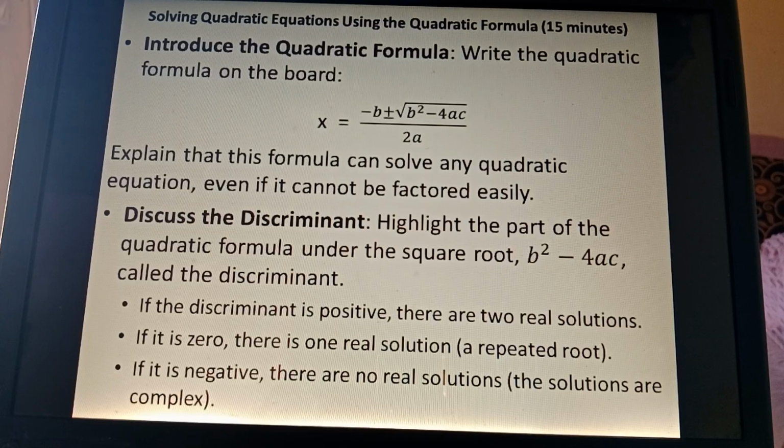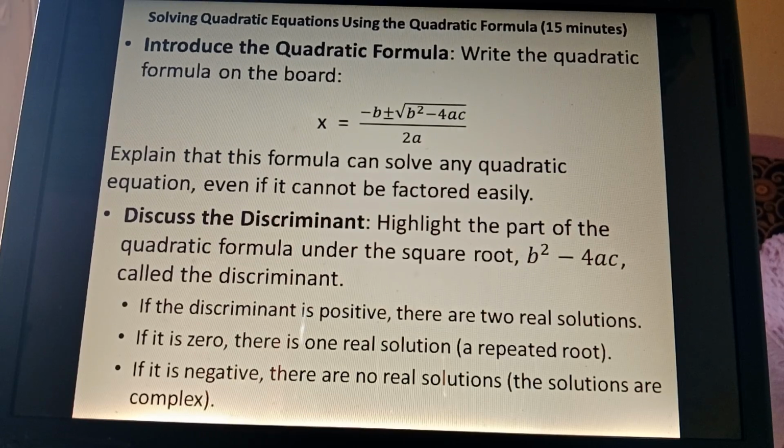Discuss the discriminant. Highlight the part of the quadratic formula under the square root. b squared minus 4ac is called the discriminant. If the discriminant is positive, there are two real solutions. If it is 0, there is one real solution, a repeated root. And if it is negative, there are no real roots. The solutions are complex. We are talking about the discriminant b squared minus 4ac.